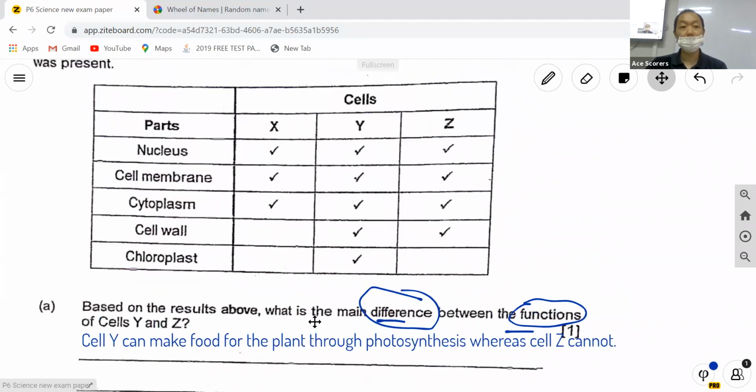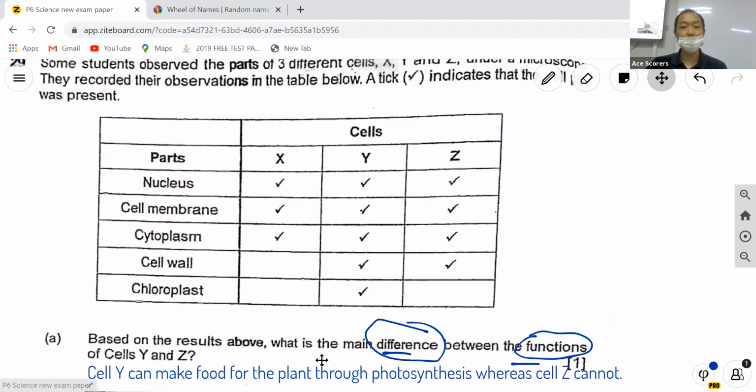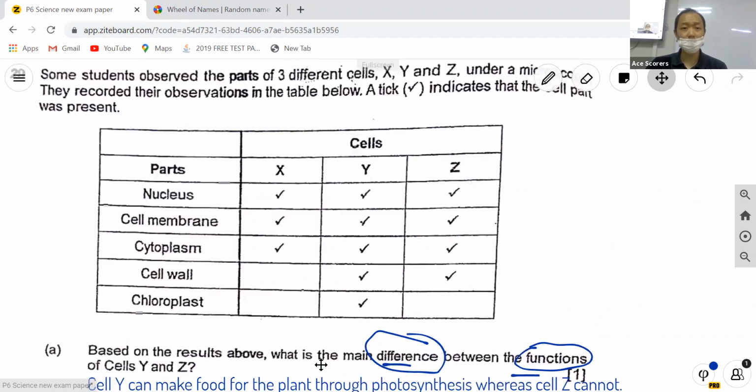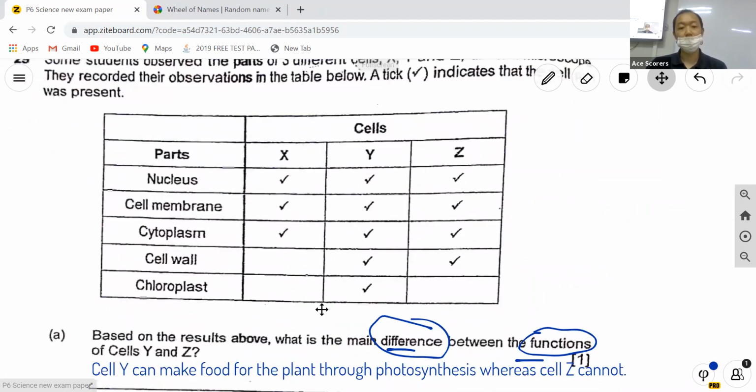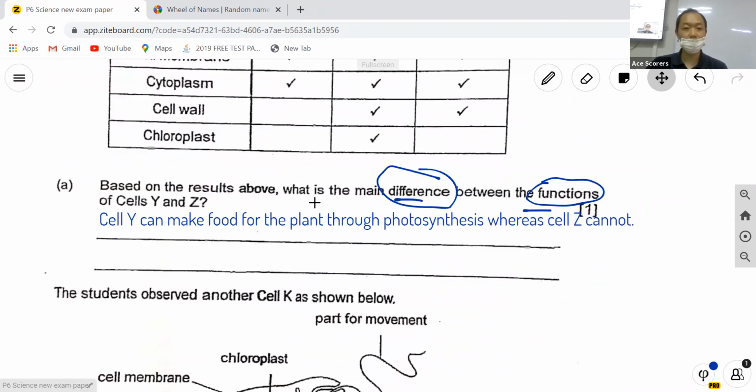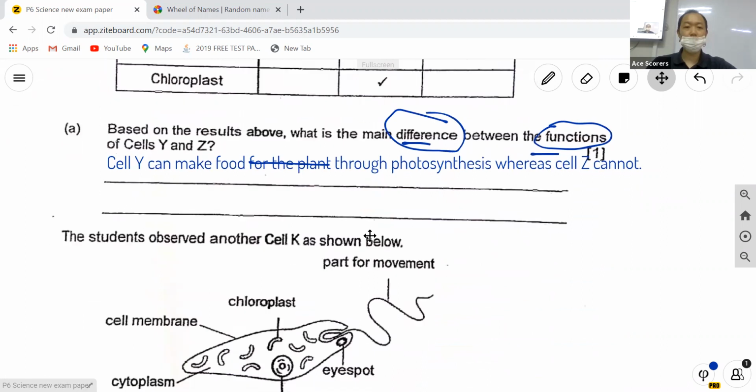Okay, these are parts of a plant cell, I think. Did they say plant cell? No, they didn't say. So you don't have to use the one for the plant. They never say it's plant, right? You just say cell Y can make food through photosynthesis, whereas cell Z cannot. Next one.